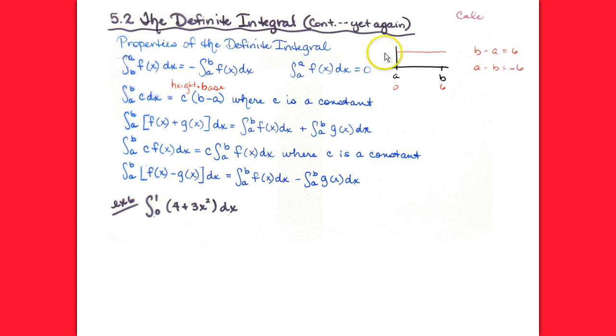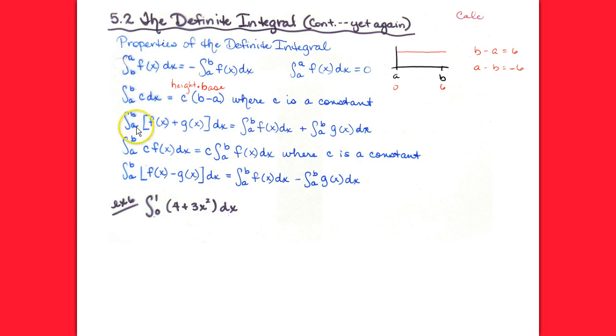So literally, if this was y equals 2, that would just make a rectangle where this dimension would be 6 and this dimension would be 2. So I would do b minus a to get the base of 6, and I would do the constant c, which was 2, to get the height of 2, and I would have my area of 12. So you can see why that makes sense.